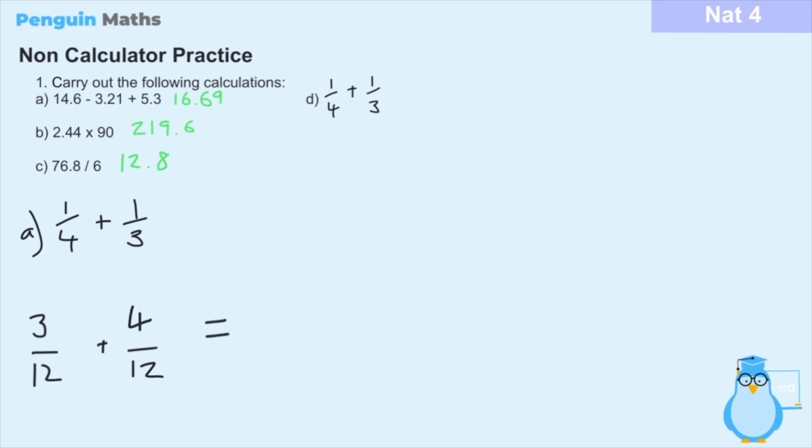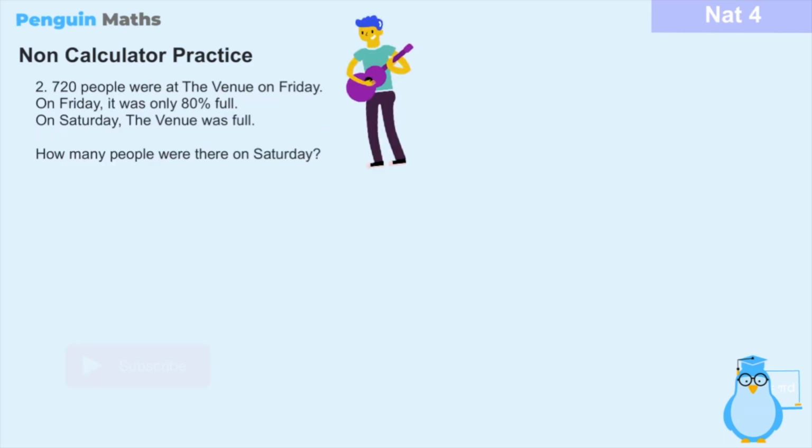And now that both of the denominators, or the bottom numbers, are the same, then we can just simply add the two top numbers together. So 3 12ths plus 4 12ths is going to equal 7 12ths. And that's the answer to part D. Okay, now let's have a look at question 2.